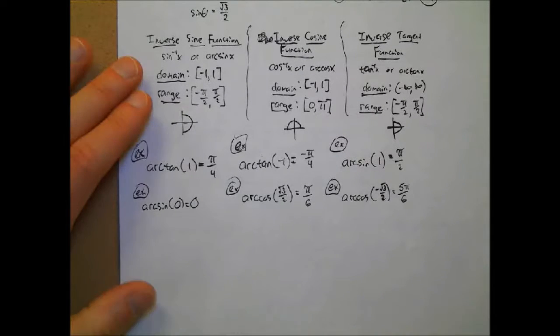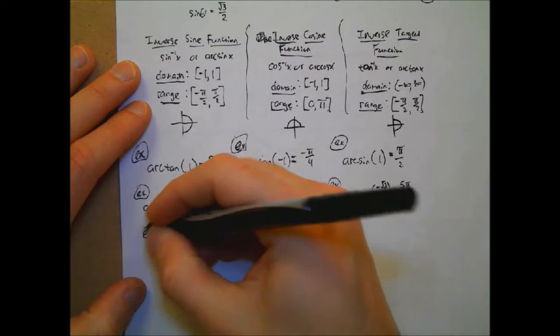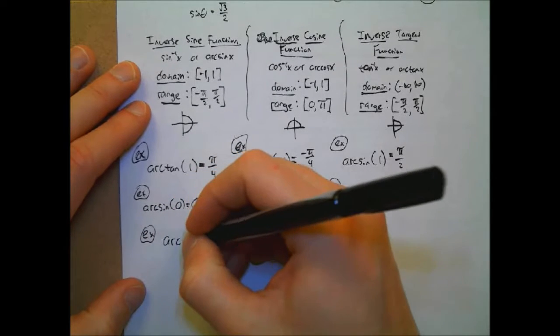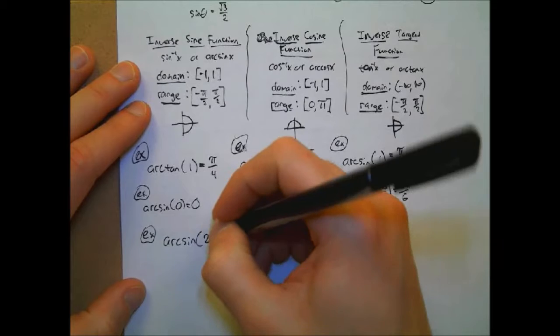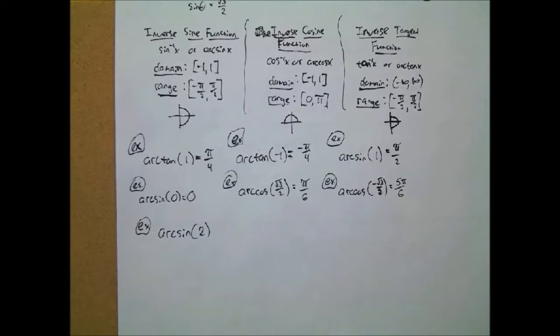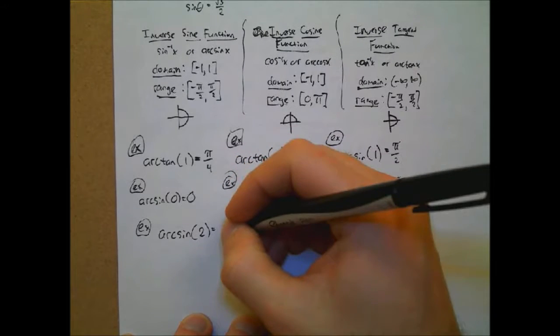I'll do one more here, just arcsine of 2. So in other words, the question is, sine of what angle gives us 2? What would the answer be for that? Sine of what angle gives us 2? That's right. There is no answer.